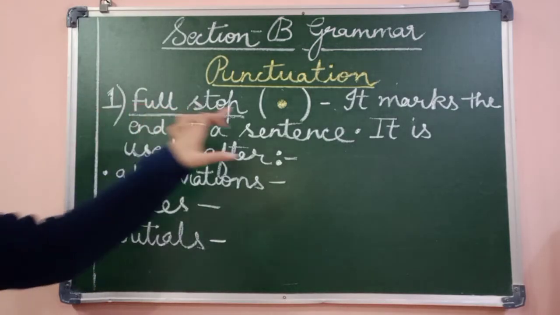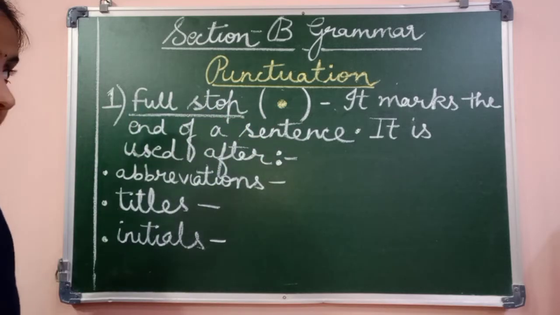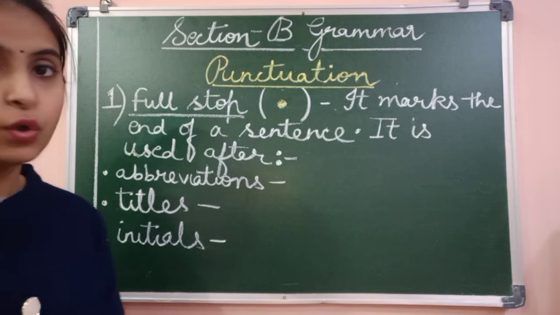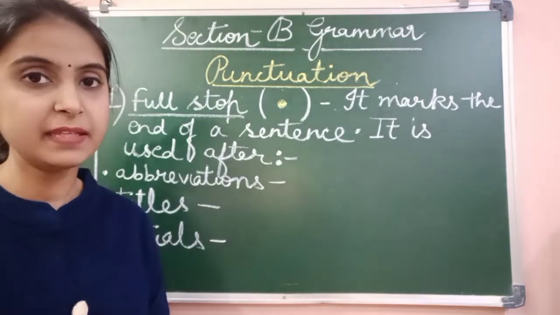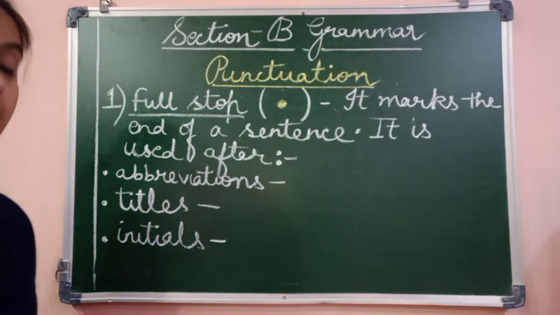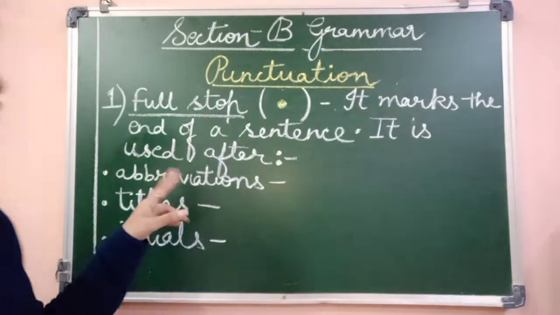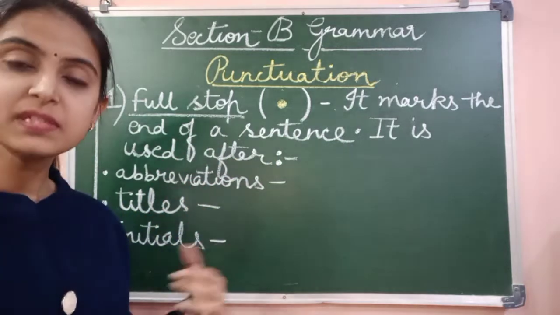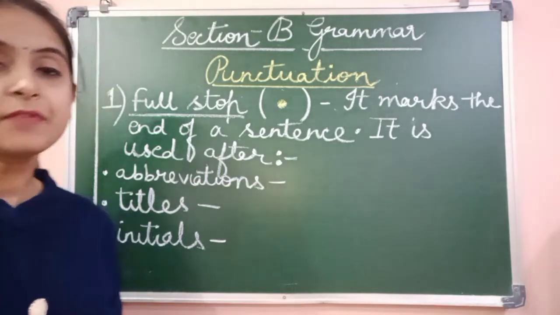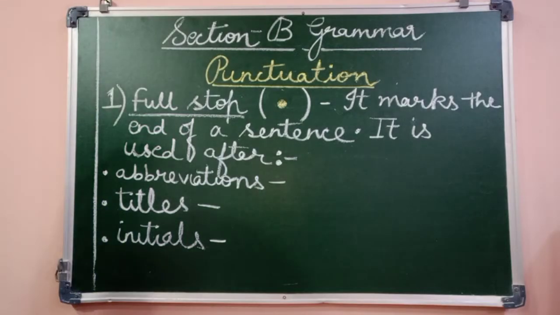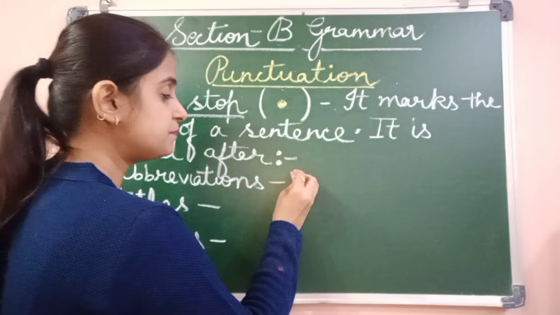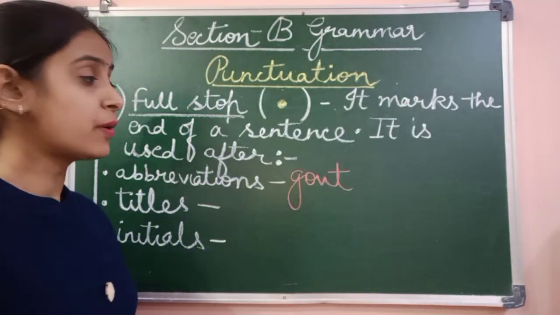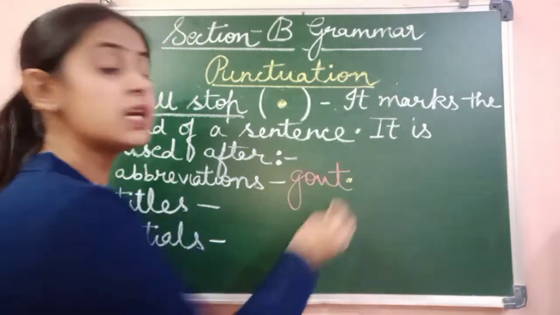Children, full stop looks like a dot. You all know this. It is used to mark the end of a sentence. You all are aware that we use full stop at the end of a sentence. Okay. Apart from that, it is also used after abbreviations. Now children, what do you mean by abbreviations? Abbreviations means short forms. So after some short forms also, we put a dot. For example, the short form of government, GOVT. So it is incomplete if we do not put a full stop.